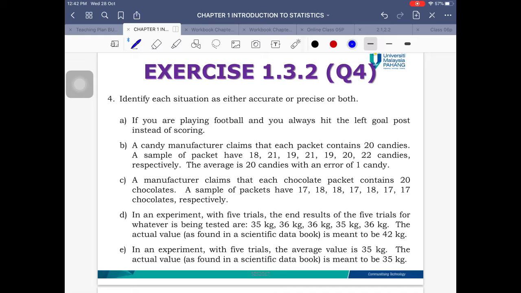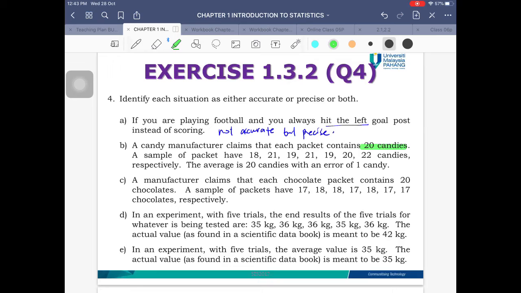Alright, now let's have a look at the scenarios that we have right here, and for each situation, we're going to identify whether it's accurate, precise, or both. For the first one, it says you are playing football and you always hit the left goal post instead of scoring. You don't score, it doesn't really get in the goal. So what happened is that you are not accurate. But the good thing about you is that you always hit the left post. You're being consistent about it. So this is not accurate but precise. That is the first scenario.